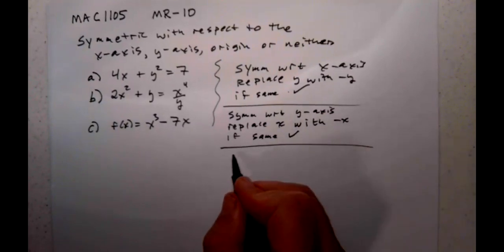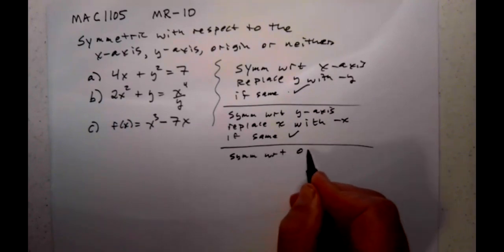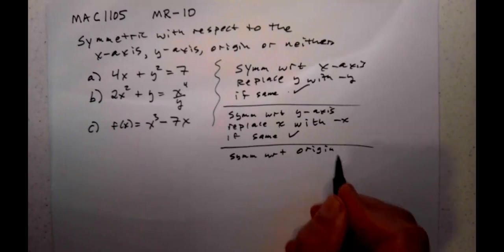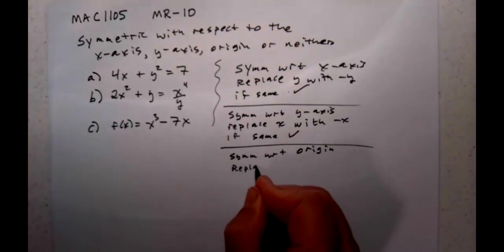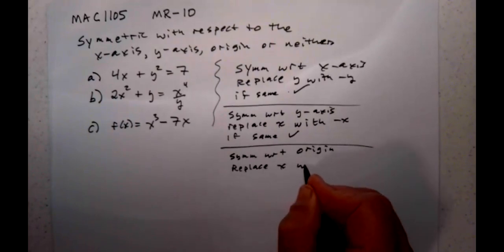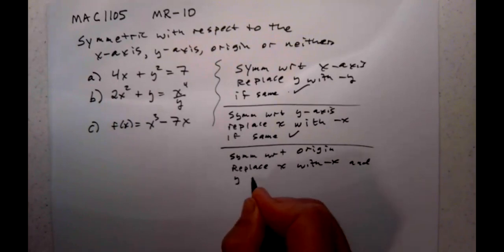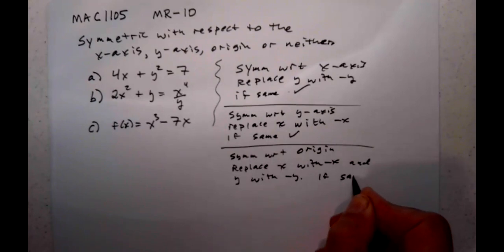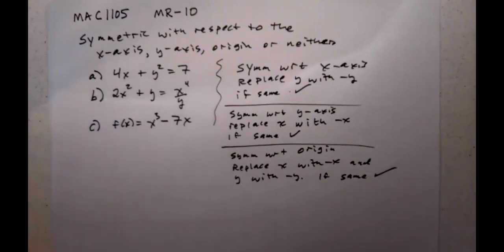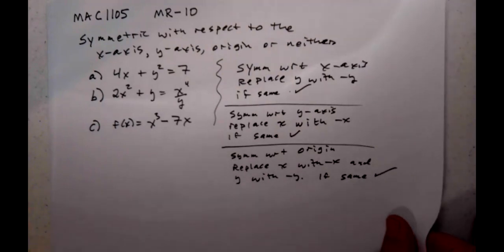And then symmetric with respect to the origin, that's a double fold. Folded over the x-axis, folded over the y-axis, they match. Replace x with negative x and y with negative y. If the same, check, then it's symmetric with respect to the origin. So those are the conditions that we need to define that. Of course, we'll look at graphs to see if that works.